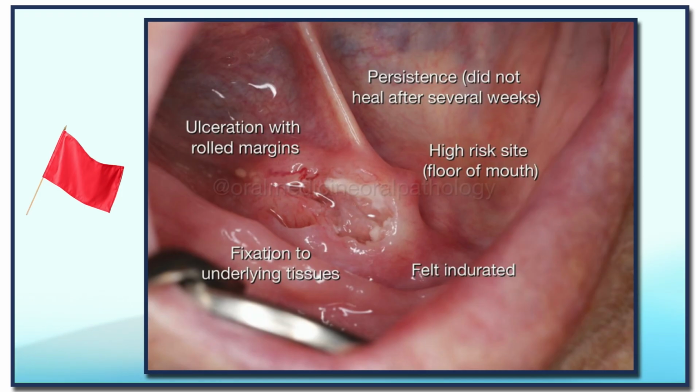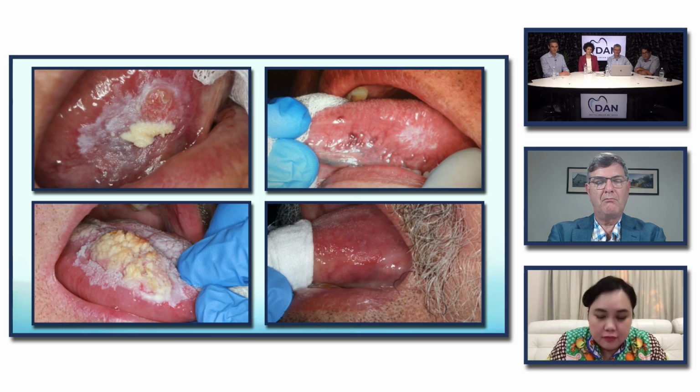So this was a patient that came in with an ulcer involving her floor of mouth, and these were the red flag signs. It was persistent, it did not heal after several weeks. It was involving a high-risk site, the floor of mouth. It was an ulcer with a rolled margin, which you can perhaps see more anteriorly. You can see that rolled margin. And you can't necessarily tell this from the photograph. You can tell it by palpating the lesion, but I can tell you that it was fixed to the underlying tissues and it did feel indurated. So it was firm, it was hard.